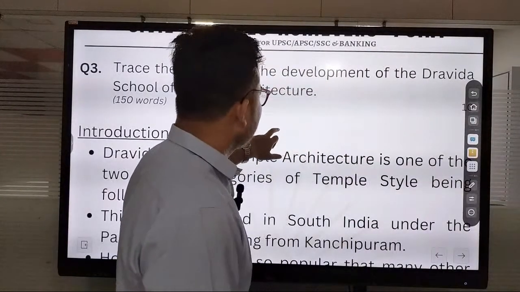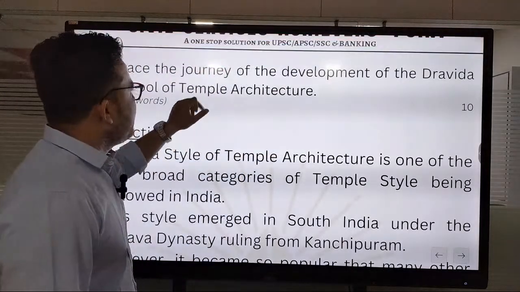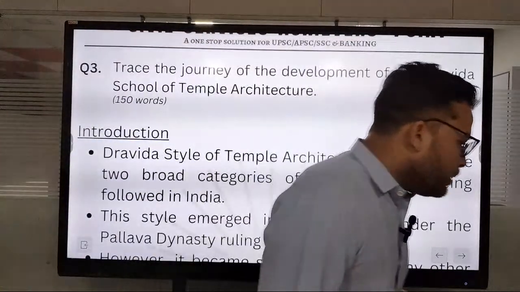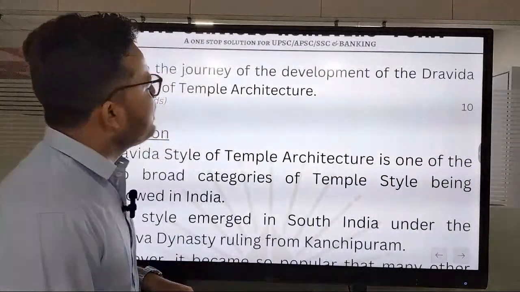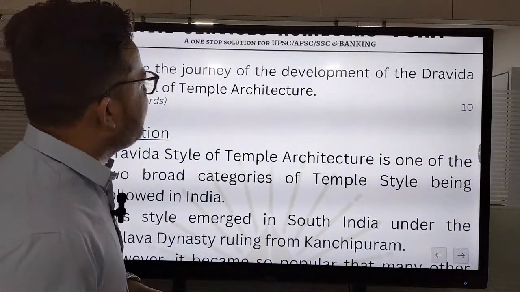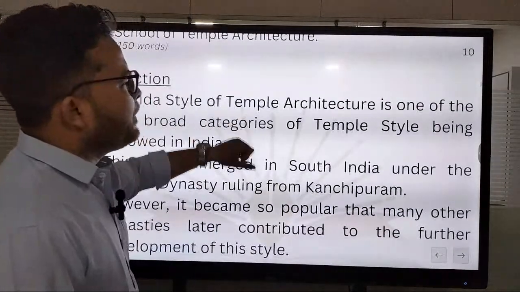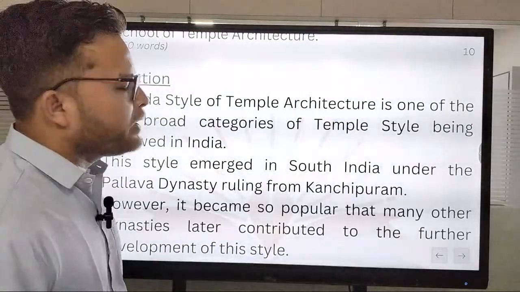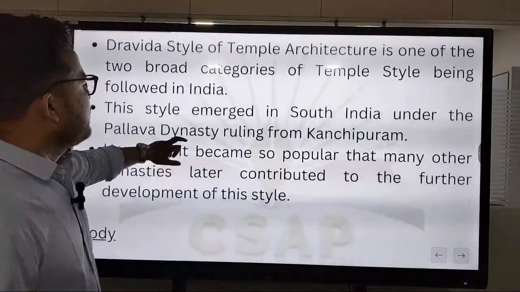Now see, the question is, trace the journey of the development of what? Development of the Dravida school of temple architecture. See, Dravida school of temple architecture is one of the two broad categories of temple style being followed in India.